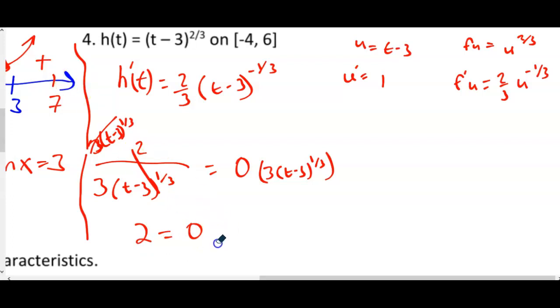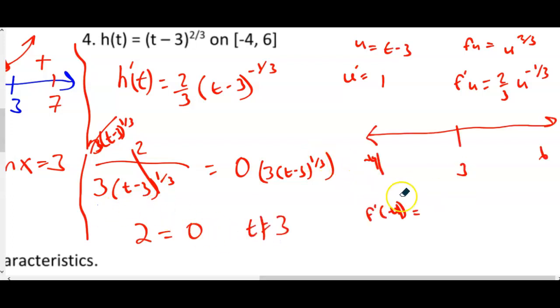So you got to now look and see what in the denominator will make this 0. Well, 3. If you put 3 right here, 3 minus 3 will be 0, and that'll make this whole thing undefined. All right, so we're going to test f prime of negative 4. That's going to be a negative. And then we'll do f prime of 6. And that's positive.